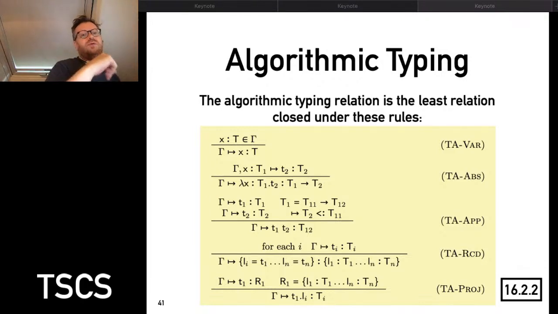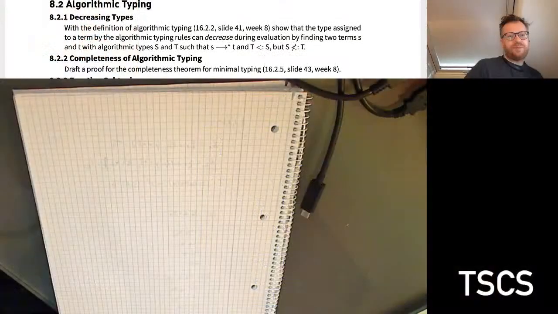With the definition of algorithmic typing, show that the type assigned to a term by the algorithmic typing rule can decrease during evaluation by finding two terms S and T with algorithmic types big S and big T, such that S eventually evaluates to T, and big T is a subtype of big S, but big S is not a subtype of big T. So something that actually provides a decreased, a more precise type than before. Okay, let's switch back.